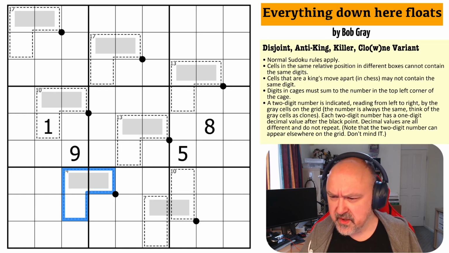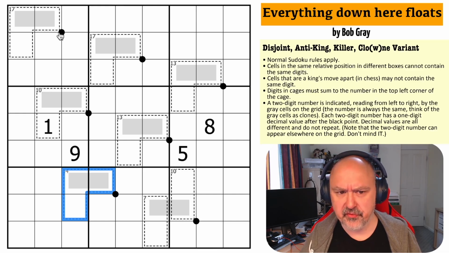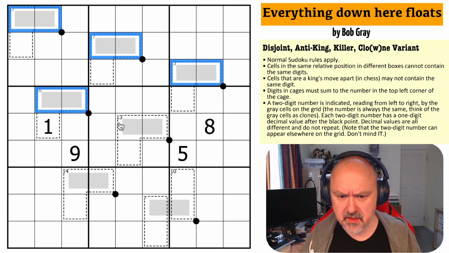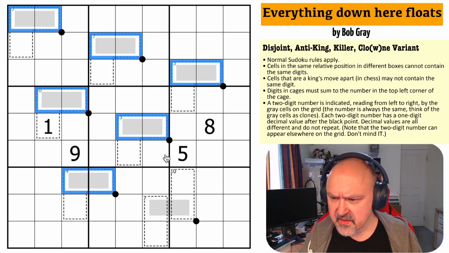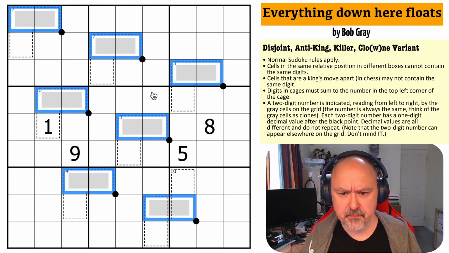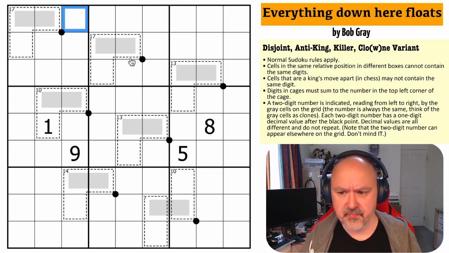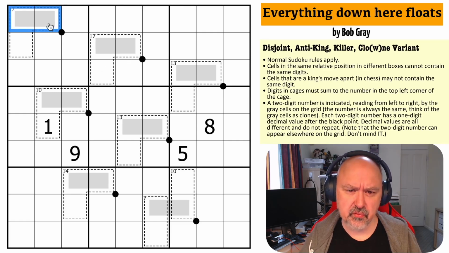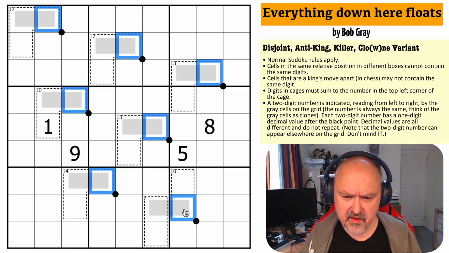Now, this is the weird rule. A two-digit number is indicated, reading from left to right, by the gray cells on the grid. So these are two-digit numbers. The number is always the same. Think of gray cells as clones. Okay, so these are clone cells. Each two-digit number has a one-digit decimal value after the decimal point. So they're each something dot something. Decimal values are all different and do not repeat. Note the two-digit number can appear elsewhere on the grid. And it would have to, because there's a disjoint rule in place. Anyway, let's get to that when solving.